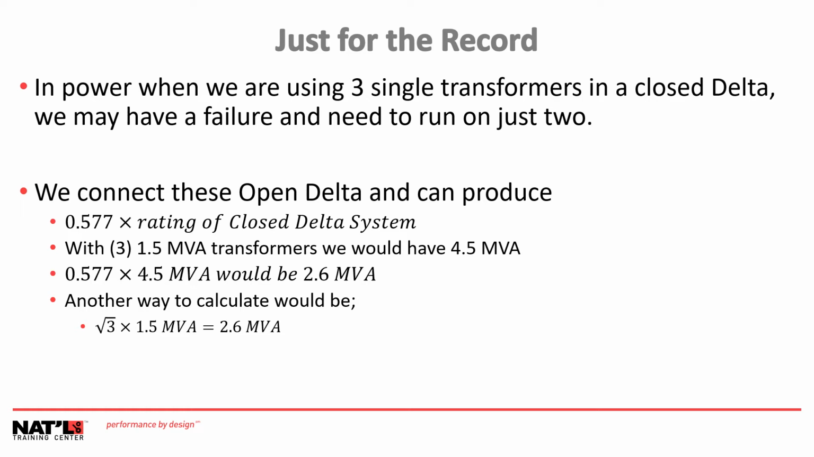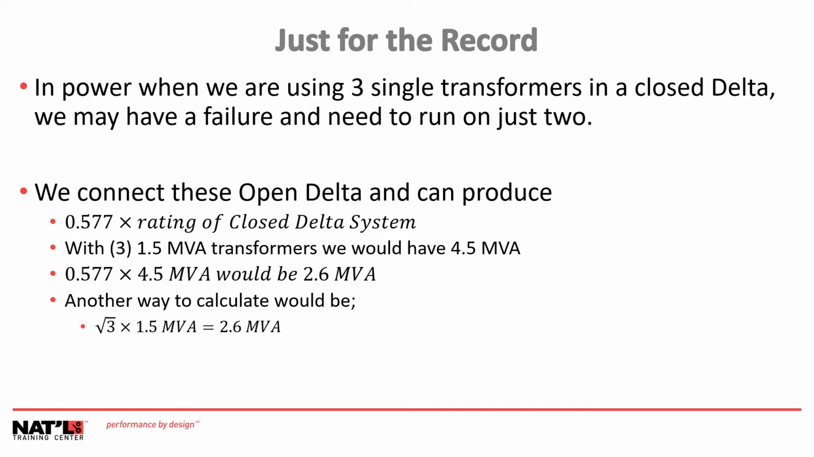In power, when we are using three single transformers in a closed delta, we may have a failure and need to run on just two transformers. We connect these open delta and can produce 0.577 times the rating of the closed delta system. In other words, by connecting the two transformers that are remaining in an open delta, we can still produce three-phase power, but we're going to produce it at a derated or reduced power level.